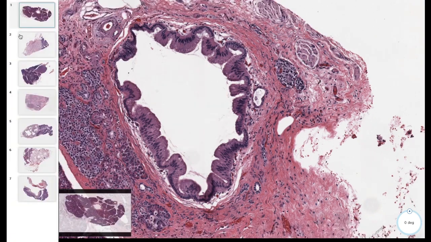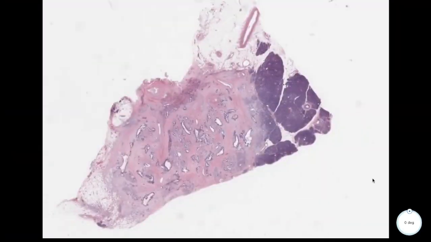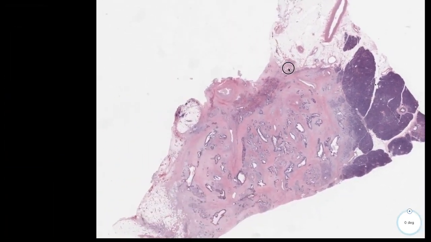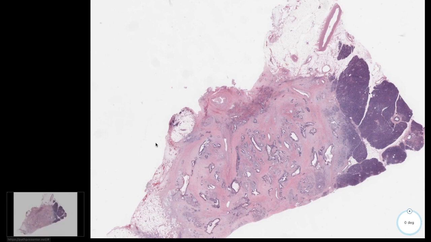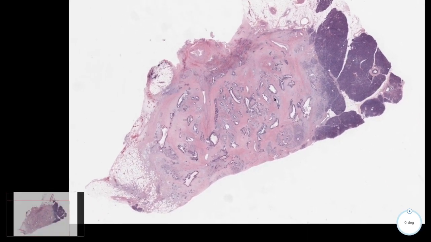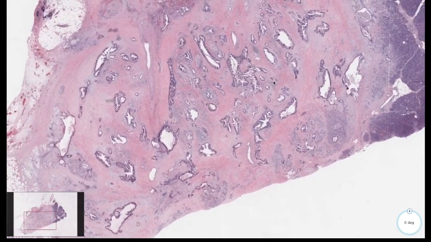So let's take a look at our next section that was submitted. And again, from the low power, we could see some large pancreatic tissue on the periphery over here. We're seeing some ducts again over here, adipose tissue, likely a large vessel. But here is what we're seeing. The issue is here. You can take a look.